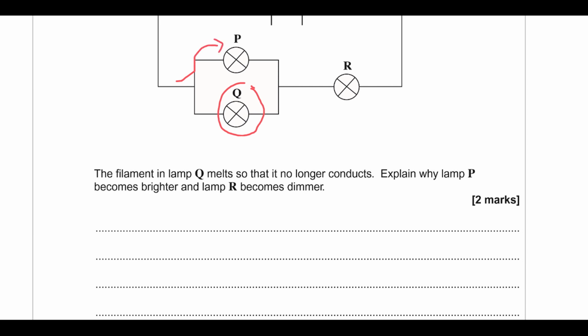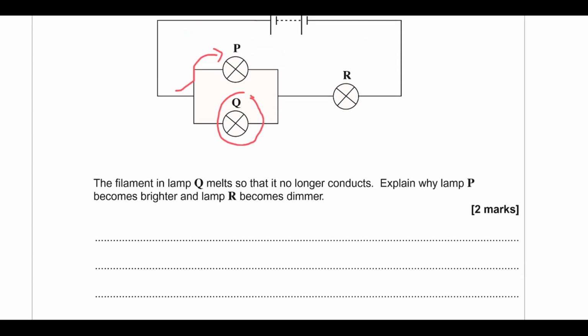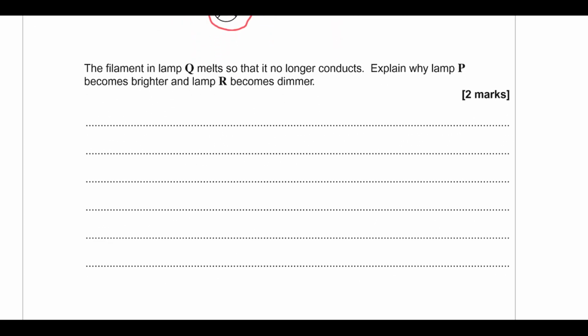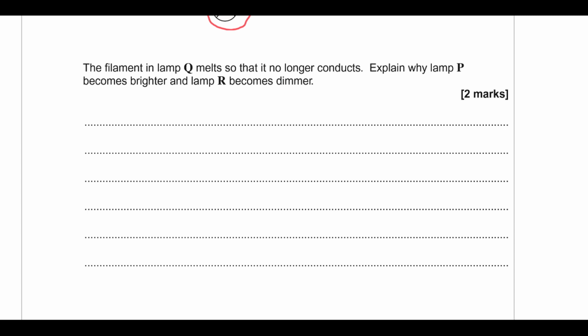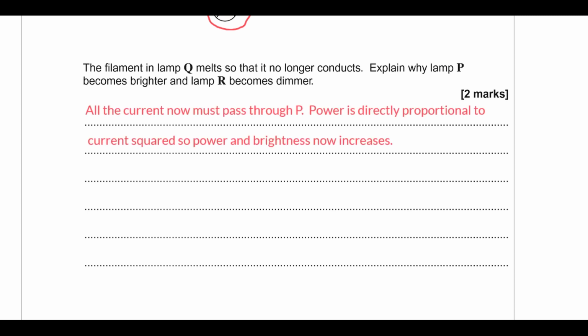So let's first explain why P becomes brighter. So that one is the easy one to get. So all the current now has to go through P. So power is directly proportional to current squared. So if current increases, power and brightness now increase as well. Let's fix my grammar. Okay, so that's the easy one. The harder one to realize is why R becomes dimmer.